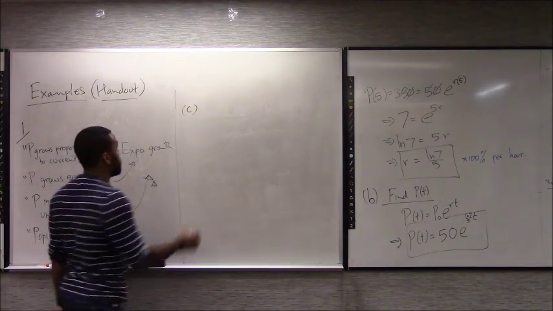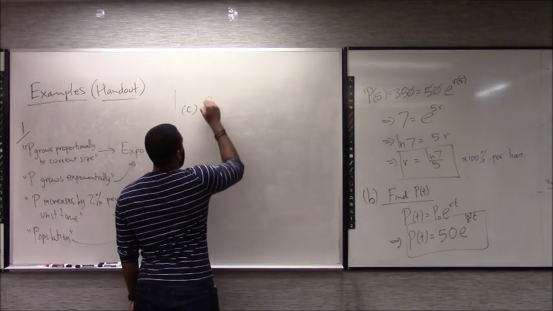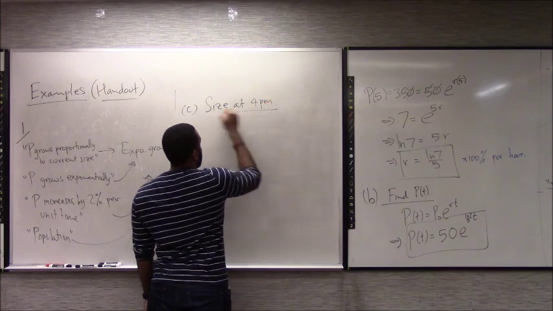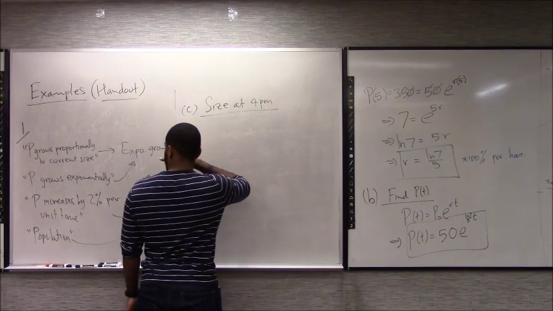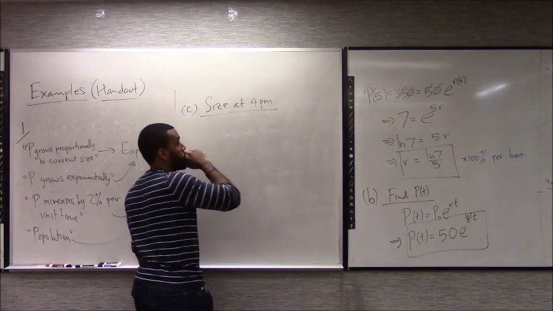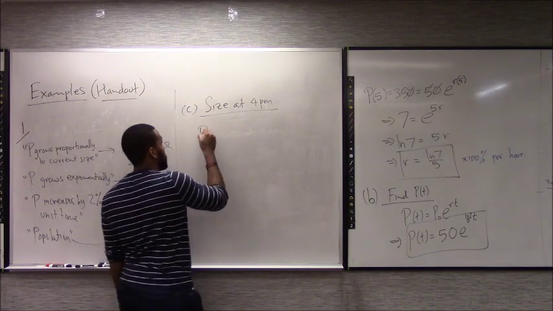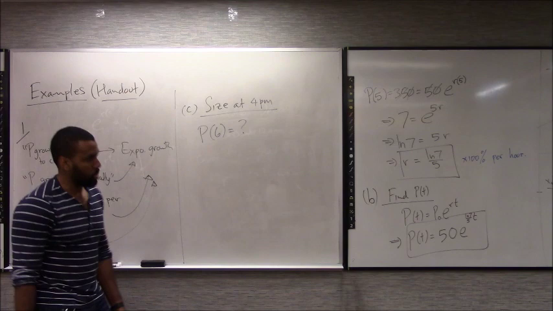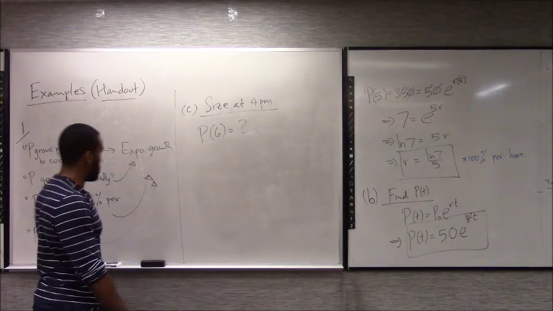What is the size of the population at 4 p.m.? What is this asking for? P of 6. Right. This means P of 6. How do I find P of 6? Well, I have a formula for P, so I'm just going to plug in 6.